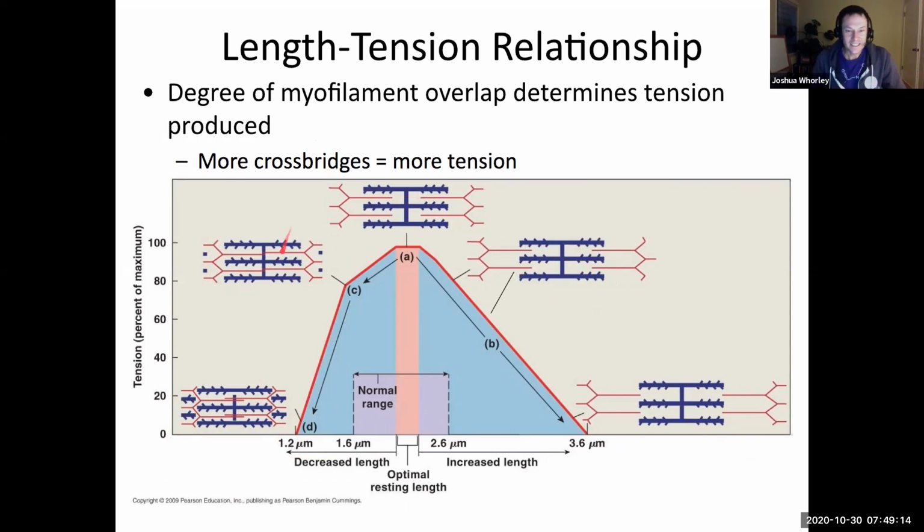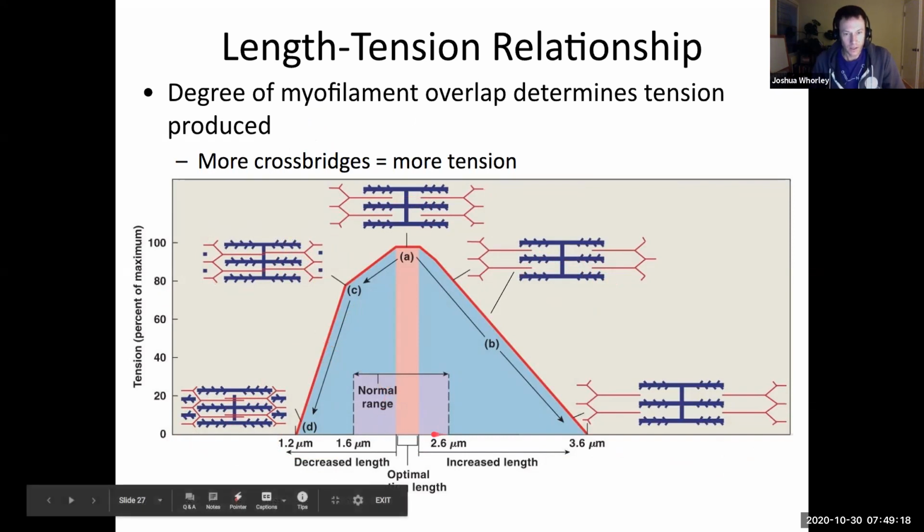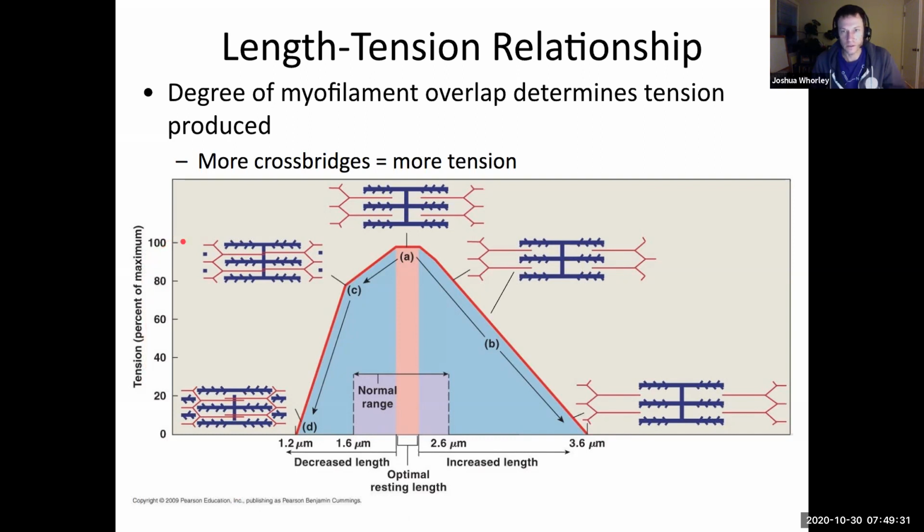And this is showing the normal range of a muscle, and then an overstretched muscle and an overcontracted muscle. And this is showing, again, the tension, the percent of the maximum tension that can be produced, where 100 is the total tension that the muscle could ever produce.